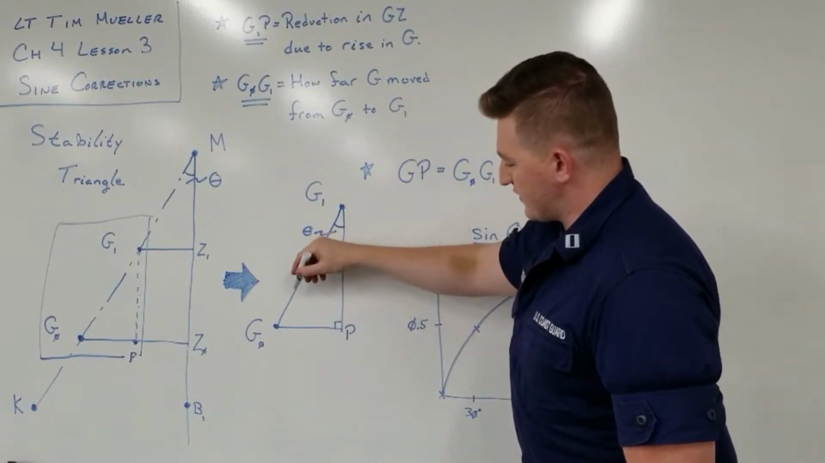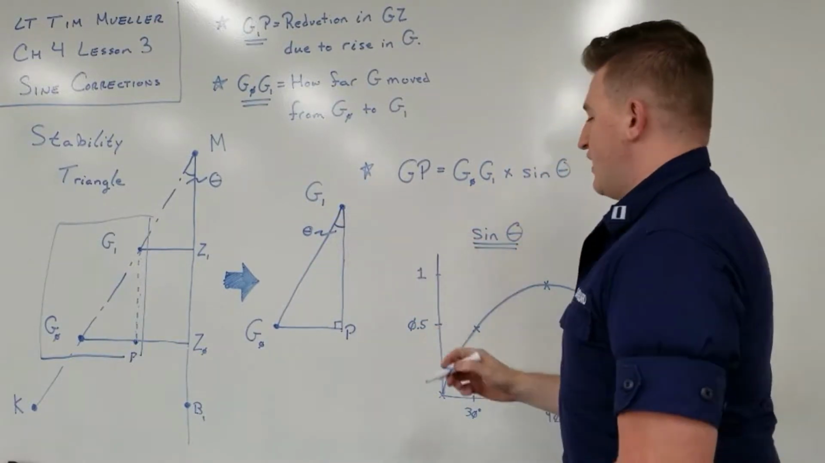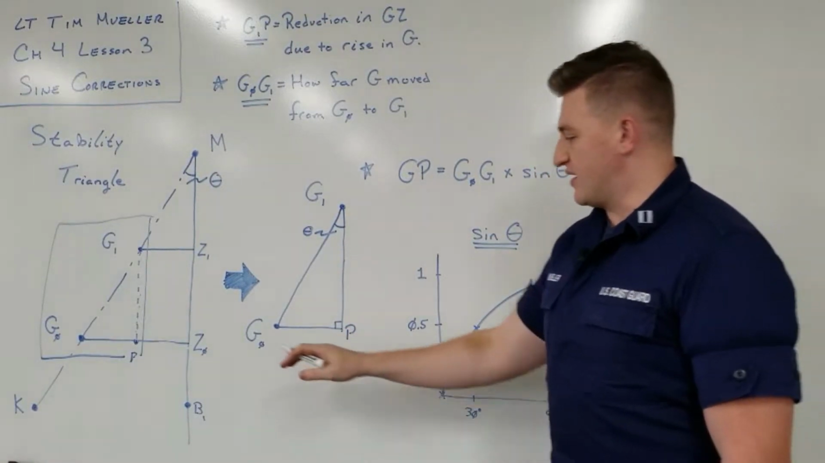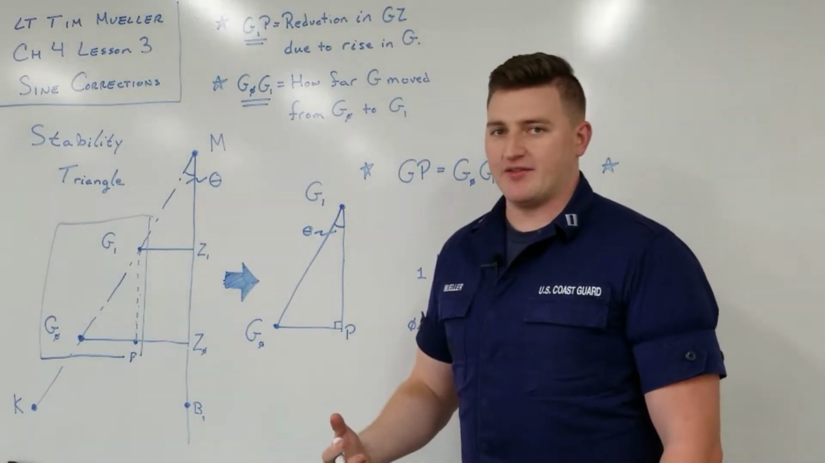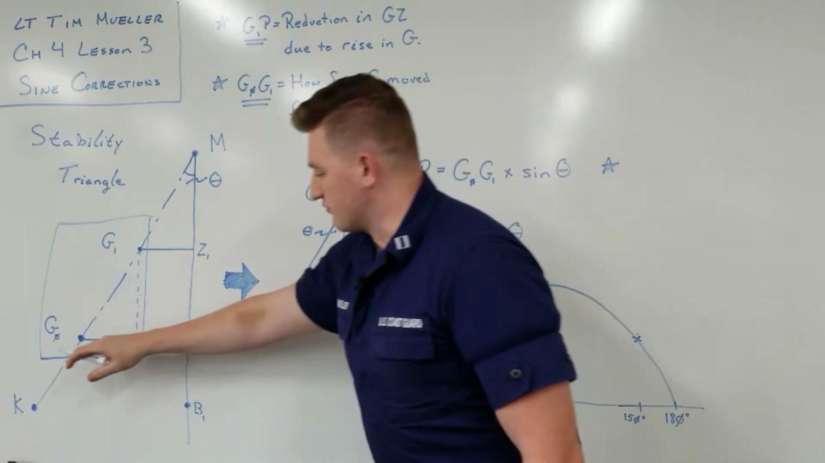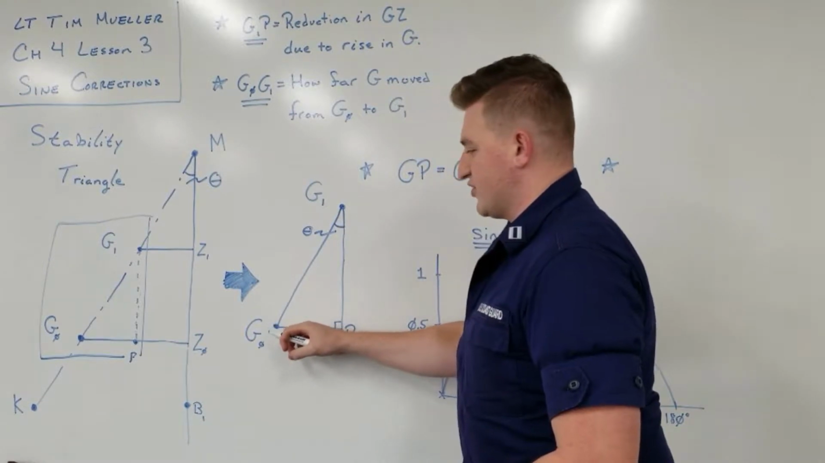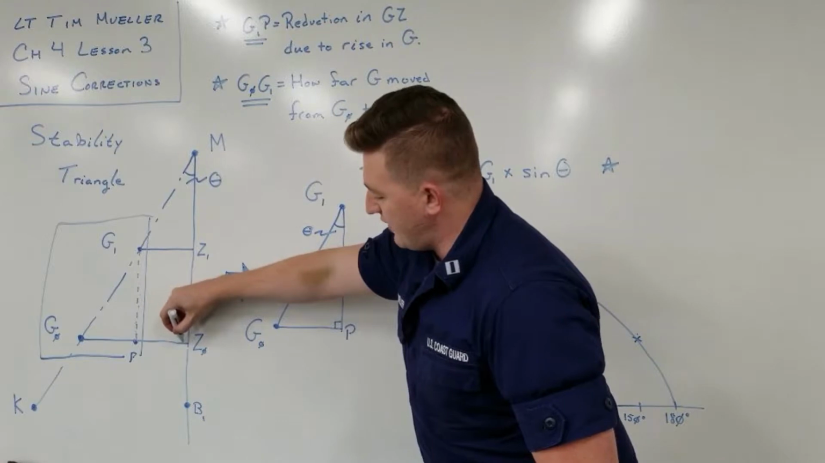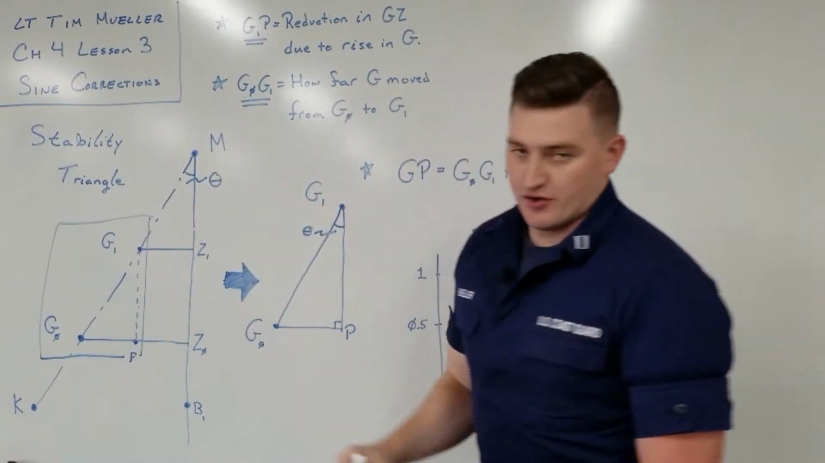Now, we know what this is, and we also know what this theta is. We know this is the right triangle, so now using trigonometry, we can find this G0P, this reduction in the righting arm, and then once we find out that G0P, we can subtract that from our original righting arm. So we originally had this. We're going to solve for this using trigonometry, which is going to give us this value right here, which is the exact same as our righting arm that we have in our new condition.